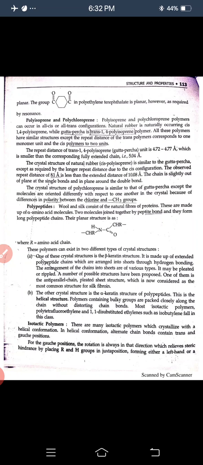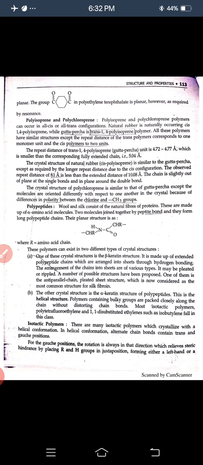These polymers can exist in different types of crystal structure. One of these crystal structures is the beta structure. It is made of extended polypeptide chains which are arranged into sheets through hydrogen bonding. The arrangement of the chains into sheets is of various types. It may be pleated or ribbed. A number of possible structures have been proposed. One of them is the antiparallel chain pleated sheet structure, which is now considered the most common structure for silk fibroin.